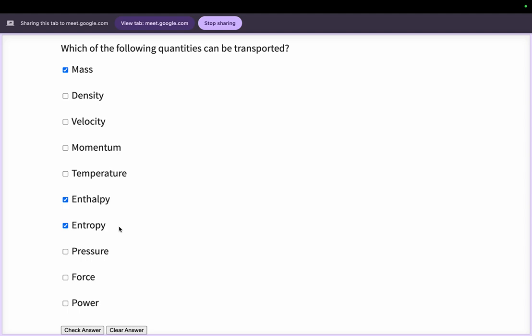Yeah, so basically, if some quantity is being transported, then it has to be associated with some material. Some matter has to be moved from one place to another place. And as the matter moves, whatever is moving with the matter is what we call a transported quantity. So if that is the case, what about density? Is density being transported?